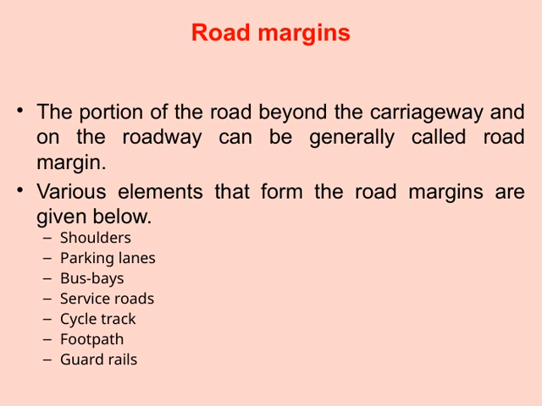Lastly, guardrails are safety barriers installed along the edges of roads or dangerous sections to prevent vehicles from veering off the roadway. All these elements together help to organize the road space efficiently, ensuring safety, accessibility, and smooth traffic flow. They are integral parts of the overall road infrastructure, supporting the primary goal of safe and efficient transportation.